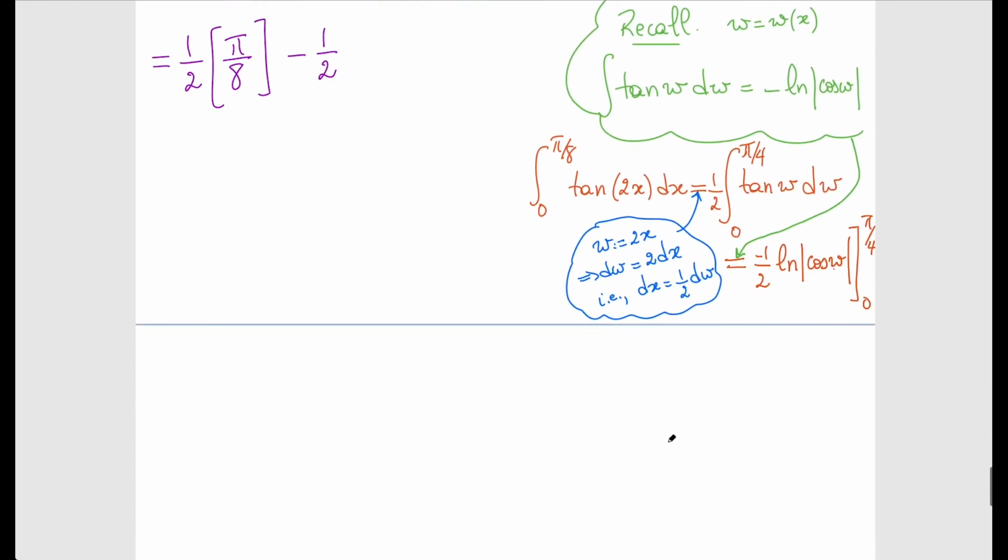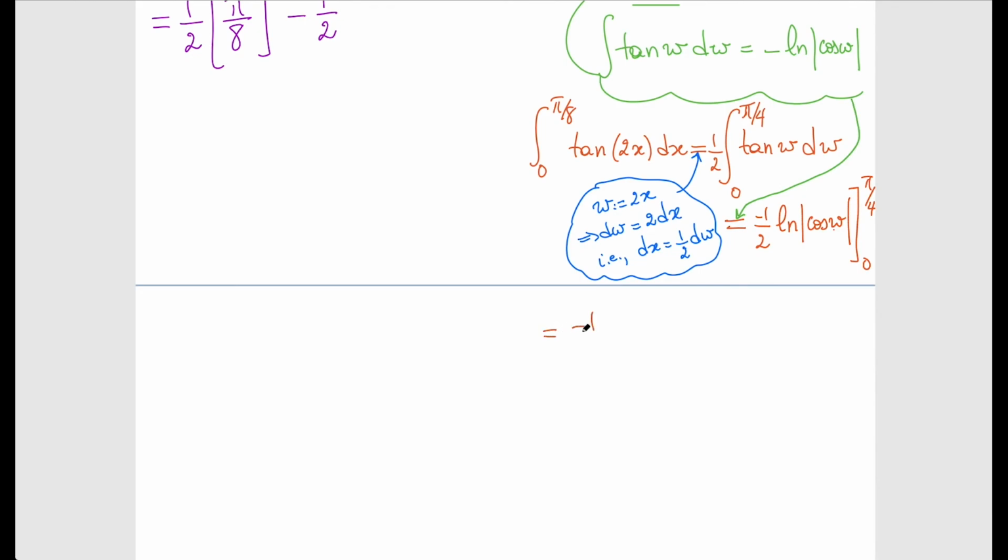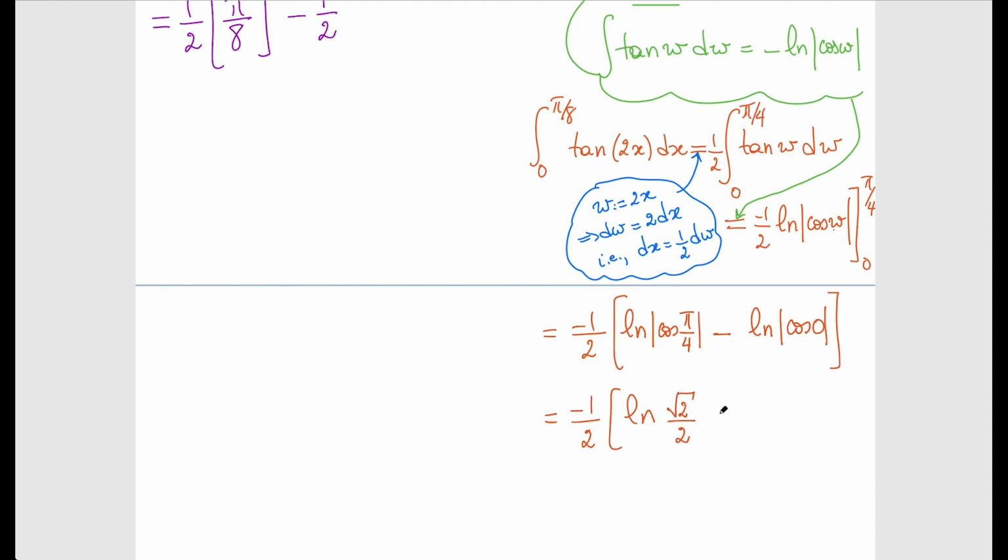Alright. And this is equal to what? This is equal to negative half times ln of cosine w. Now at the upper bound is going to be cosine of pi over 4. That's positive. We don't need the absolute value. Anyway, let's just keep it. Minus ln of cosine of 0, because now at the lower bound we get this. Okay. Alright, and this is minus half times ln cosine of pi over 4 is square root of 2 over 2.